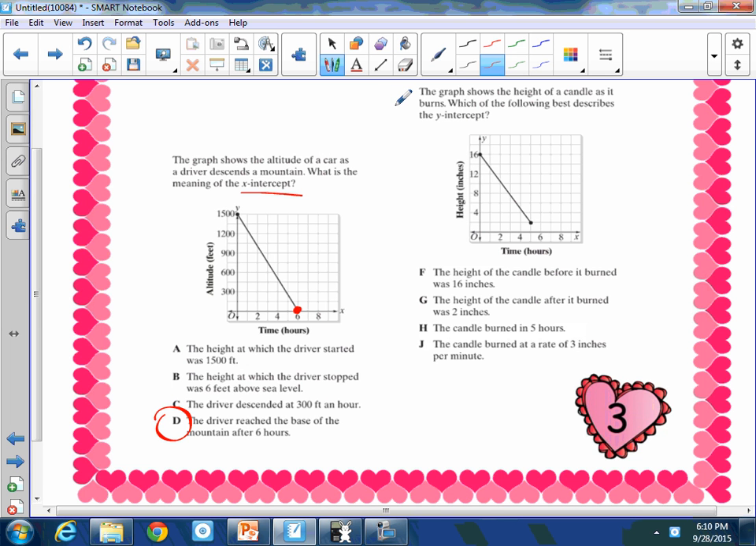The graph shows the height of a candle as it burns. That's why it's negative, because the longer that a candle is on burning, the shorter the height becomes. Which of the following best describes the y-intercept? Now remember, y-intercept is this right here, which is the starting point. The height of the candle before it burned was 16 inches. There you go. That's it.